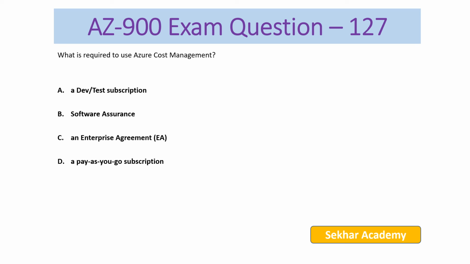AZ-900 exam question number 1 to 7. What is required to use Azure Cost Management? The options we have: A, a dev test subscription; B, software assurance; C, an enterprise agreement; D, a pay as you go subscription. So the right answer is C, an enterprise agreement. You need to have an enterprise agreement if you want to use Azure Cost Management. The right answer is C.